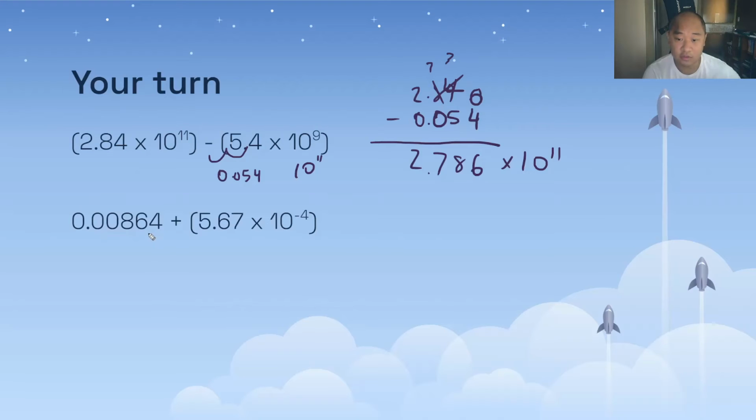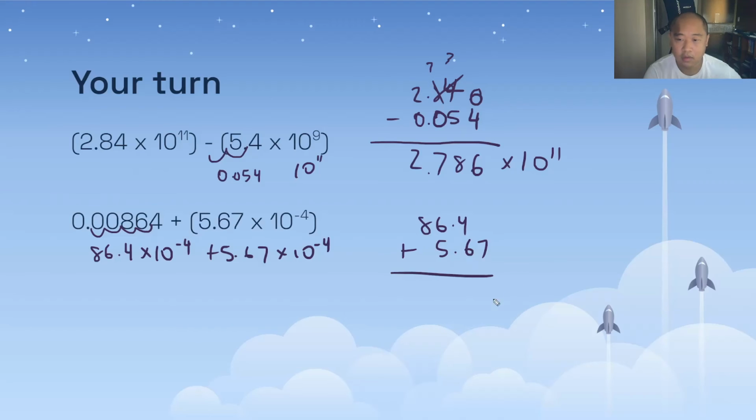Here we need to convert this to scientific notation. So this would be 86.4 times 10 to the negative 4. Plus 5.67 times 10 to the negative 4. So it's 92.07 times 10 to the negative 4. So we'll change that to 9.207 times 10 to the negative 3.